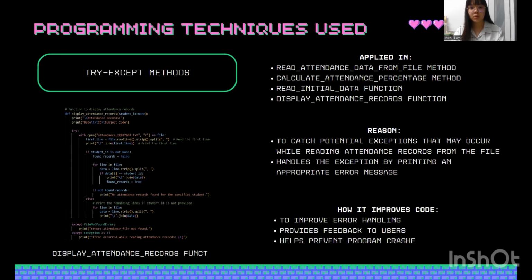Finally, another programming technique that was used was the try except method. It was applied in the display attendance record function. The reason we used this method was to catch potential exceptions that may occur while reading the attendance records from the file. It improves the code by improving the error handling, providing feedback to the users, and it helps prevent program crashes.